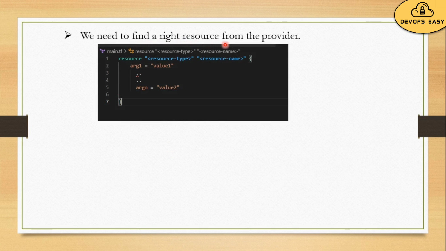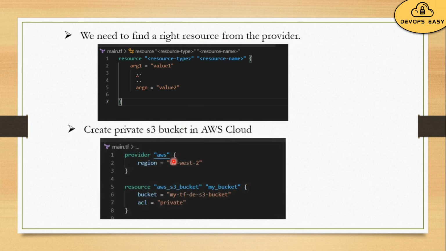So we need to find the right resources from the provider. You have given the provider AWS. In AWS, what you want to create, whether an S3 bucket, what you want to create exactly, you will define in the resource. I want to create an S3 bucket in AWS cloud. In the provider AWS there will be regions. In which region do you want to create this S3 bucket? Don't worry if you are confused about region. Tomorrow I will explain what this region is. You don't need to worry.